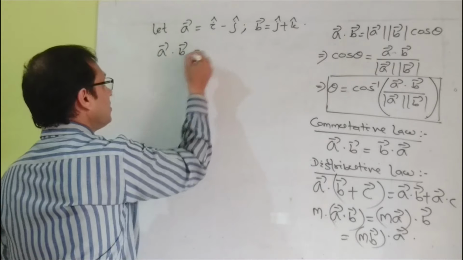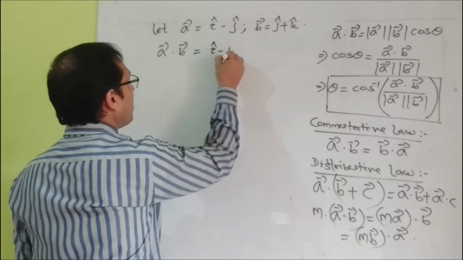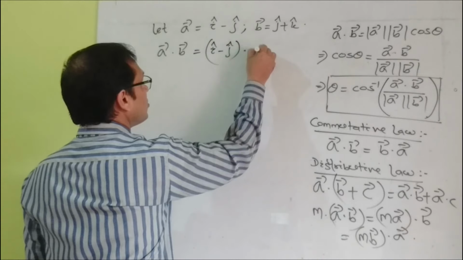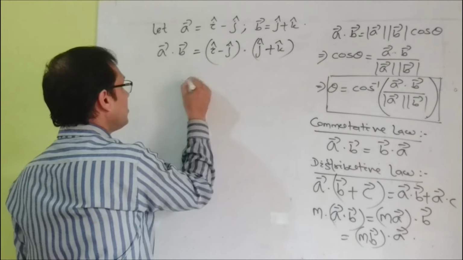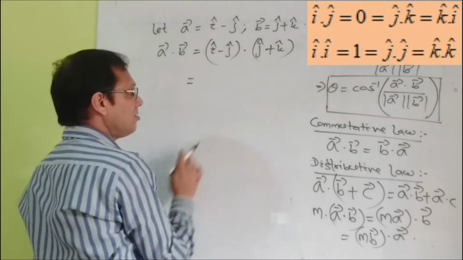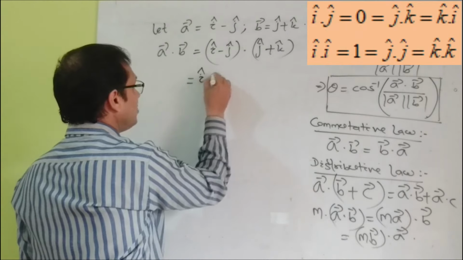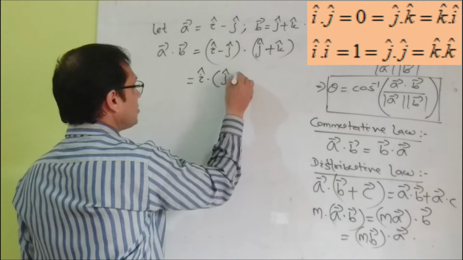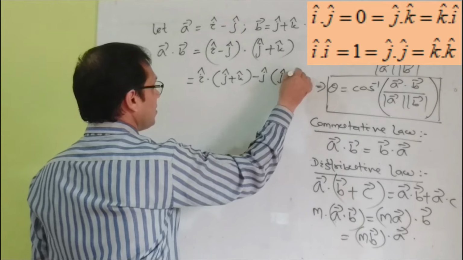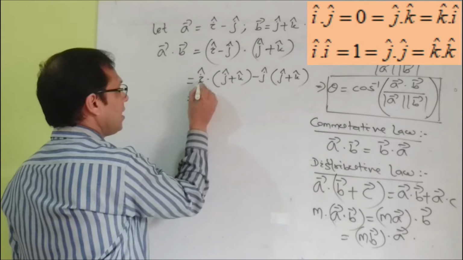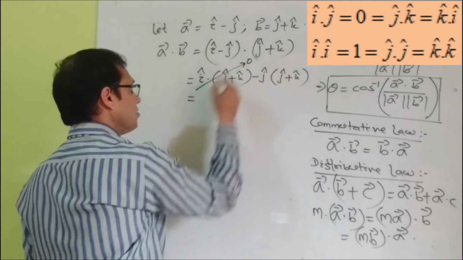So A dot B, that is nothing but the dot product. A dot B is equal to (i cap minus j cap) dot (j cap plus k cap). Simple product: i dot j is 0, i dot k is 0, so this total is 0.